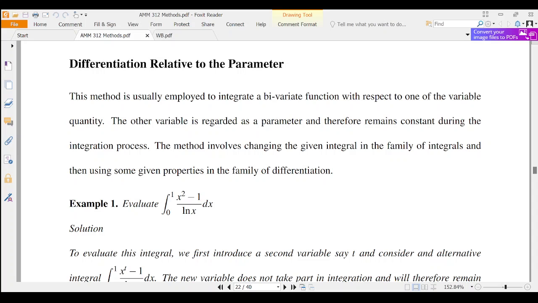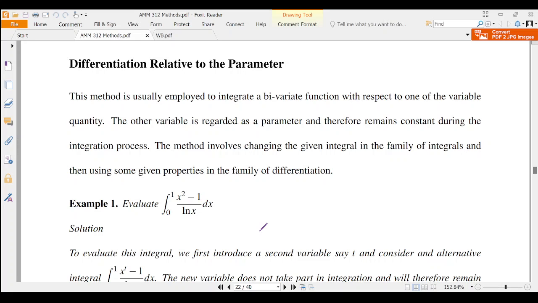Now, the method involves changing the given integral into a family of integrals and then using some properties from the family of differentiation in order to work out the integral. And I'm going to take an example. I want to evaluate the integral from 0 to 1, (x squared minus 1) divided by logarithm of x. We want to integrate this with respect to the variable x.